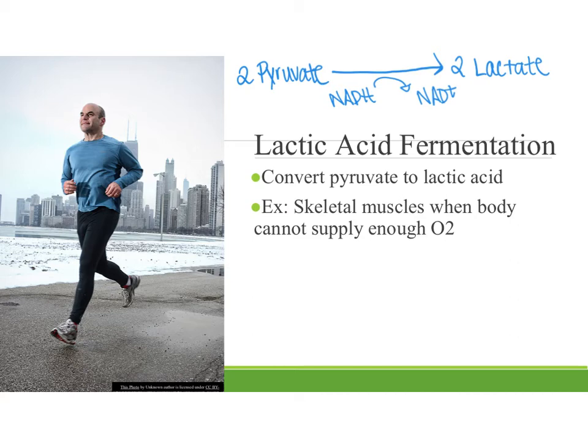And for a long time, it was thought this is what caused muscle soreness. However, new research says maybe it's not. So we're not sure about that. But we do know that when you exercise really hard and your muscles don't have enough oxygen, they do get their ATP energy through the anaerobic pathway of the lactic acid fermentation.